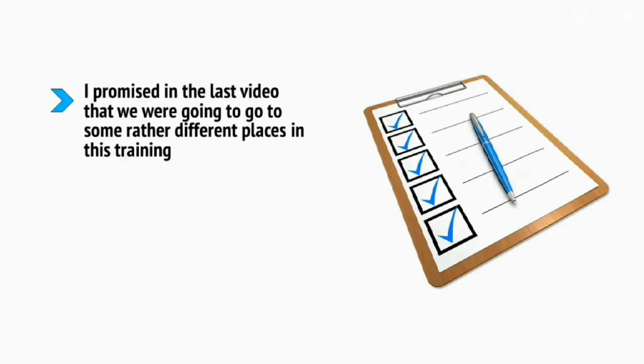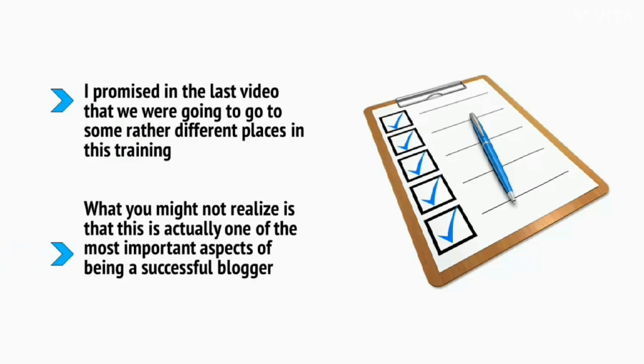Strategy. Choosing a niche. I promised in the last video that we were going to go to some rather different places in this training. That's true. But before we get into the interesting stuff, I first want to cover something more basic: the process of choosing a niche and coming up with a brand. What you might not realize is that this is actually one of the most important aspects of being a successful blogger. Your fate is sealed as soon as you choose a brand, or fail to. So it's very important to give this the time and the attention that it deserves.